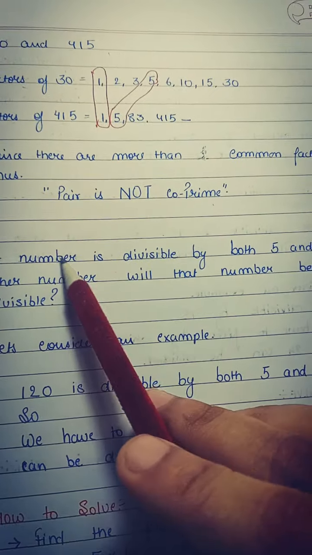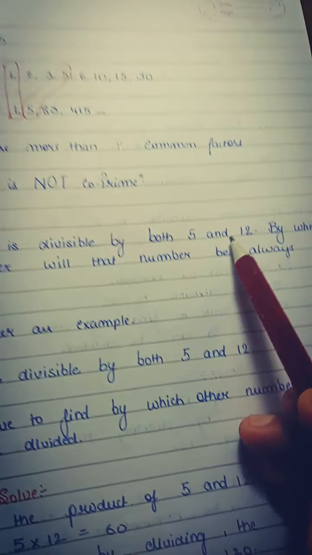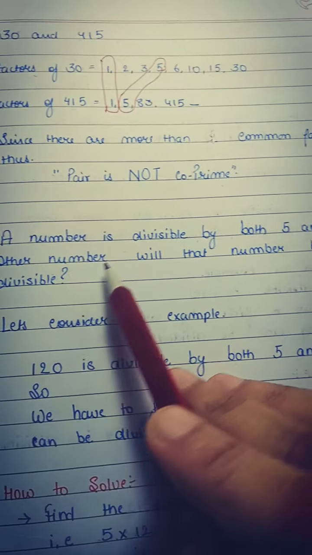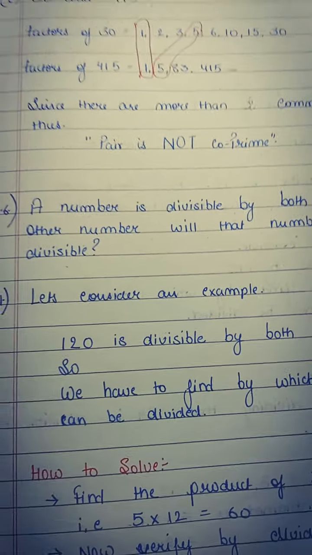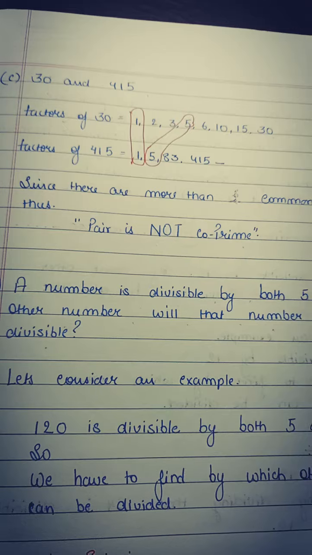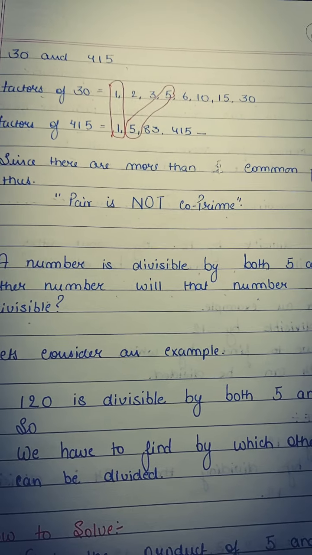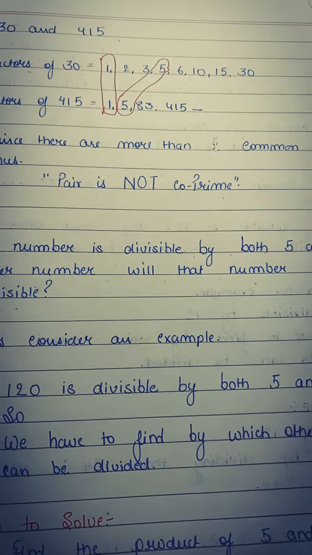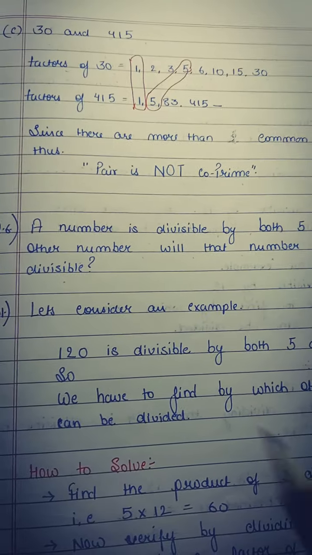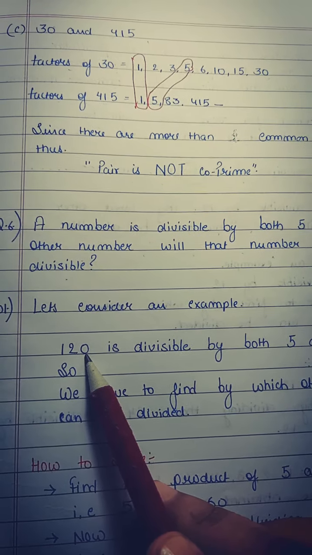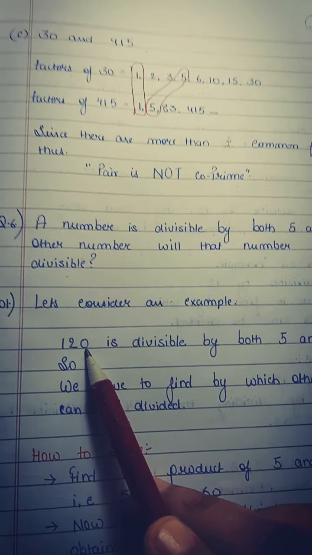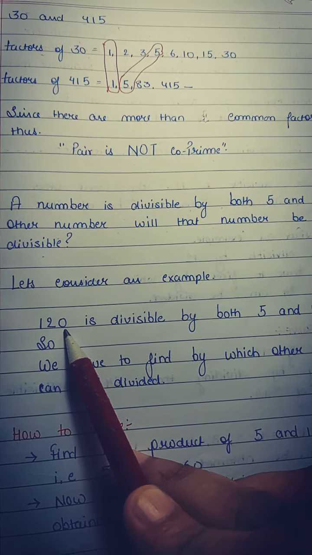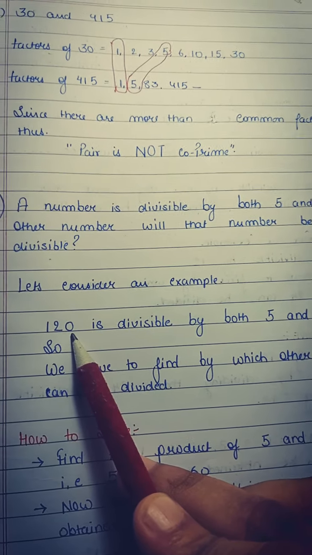Question number 6. A number is divisible by 5 and 12 both. By which other number will that number always be divisible? So there is a shortcut method also, but I'll let you know that method at the end of the question. Okay, suppose I consider 120. Now how do I consider 120 is divisible by both 5 and 12? This is a trick, and I will let you know this trick at the end of this question.